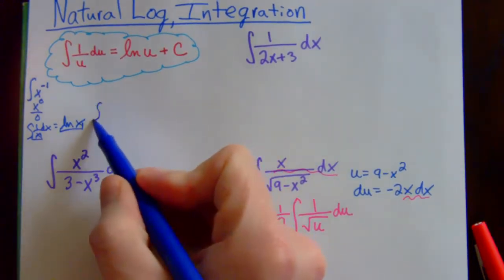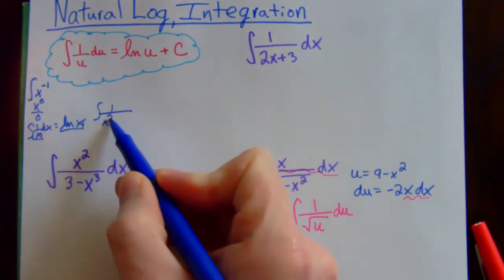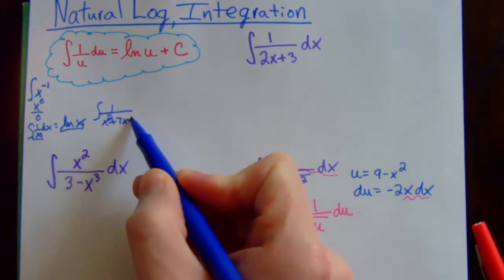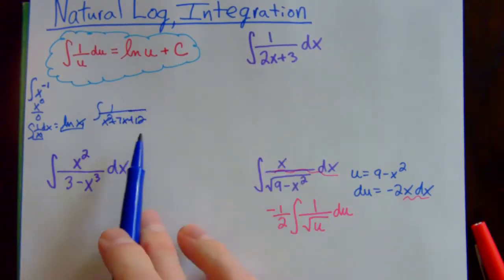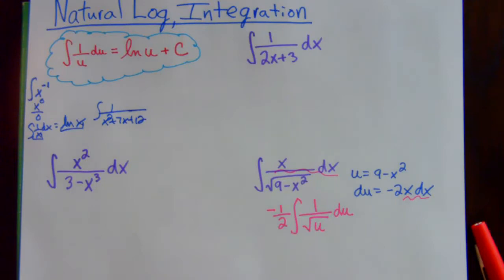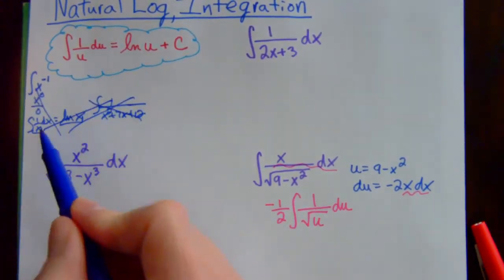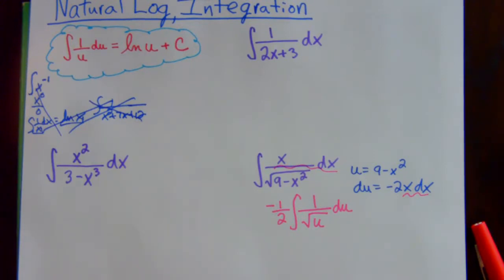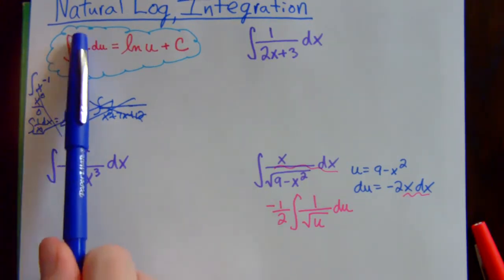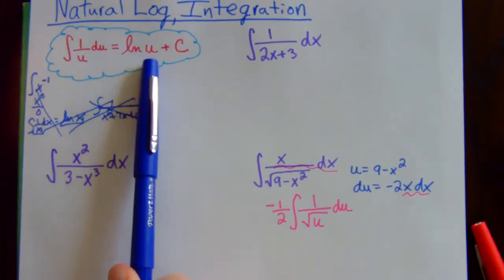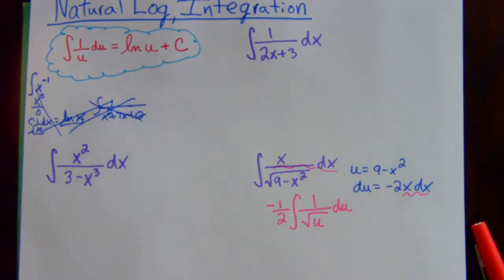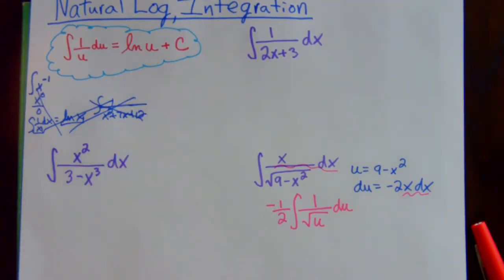In a future section, we'll have 1 over a trinomial, and that is not going to be the ln of that trinomial. We're going to have to do completing the square and involve inverse trig functions there, so don't even worry about that. Or if we can factor, it might involve something called partial fractions. Those are integral techniques for a later time. Right now, when we integrate 1 over a single letter, the answer is going to be the ln of that single letter.